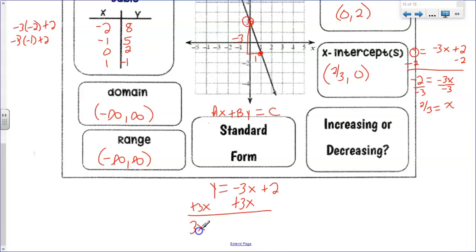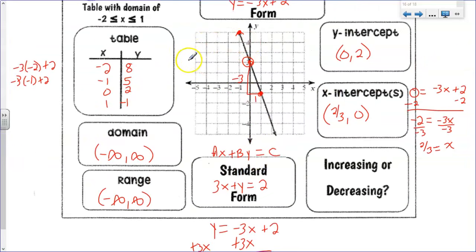We're going to get 3x plus y equals 2. So that's going to be my standard form. Okay, is this increasing or decreasing? We go from left to right, it's going down. Our slope is negative, so it is decreasing.